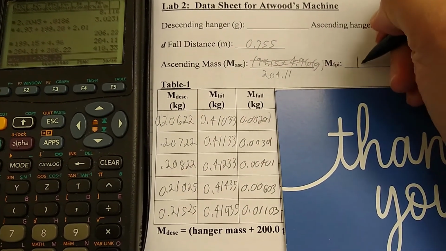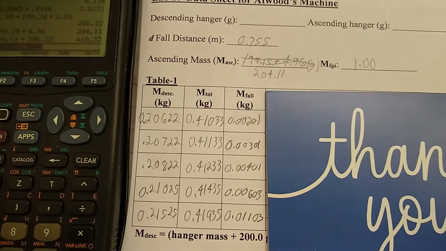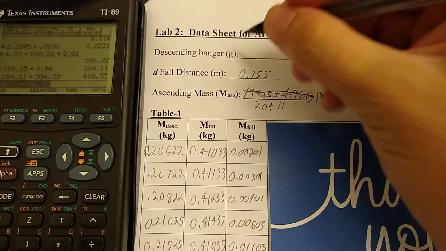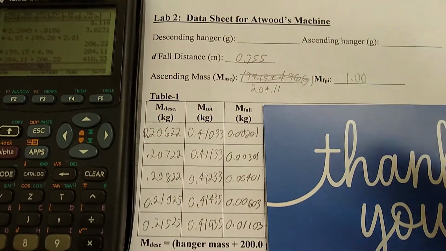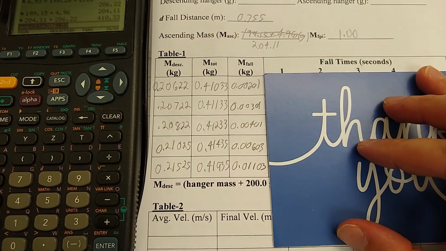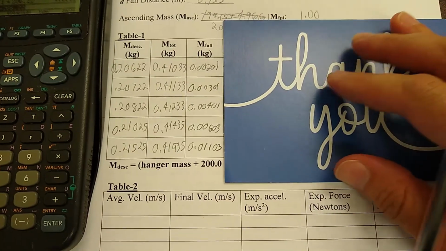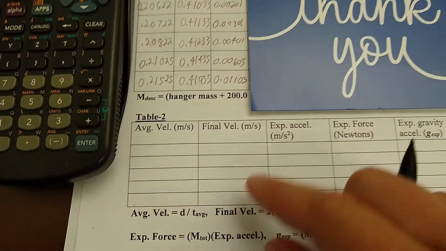MFPI up here was 1.00. Alright. And the descending and ascending hangers, we measured those. You can write those up there as well. Then you have your fall times that you measure from the video right there. Get their average values, and then you come down here and do the calculations.